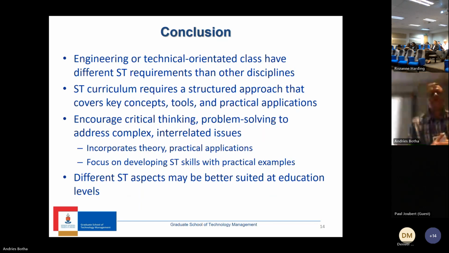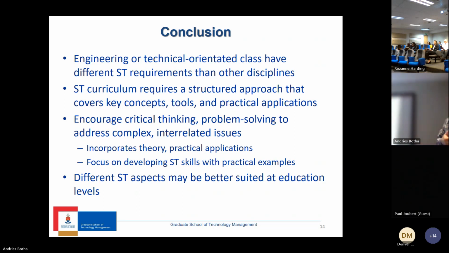Okay, so in conclusion, with this course being presented to engineers, they have a different need for systems thinking, these engineering managers, than say maybe biologists or people doing nature management, who have other scientific requirements for systems thinking. So this is a bit more specific to engineers and the way we work and the type of management problems we have.